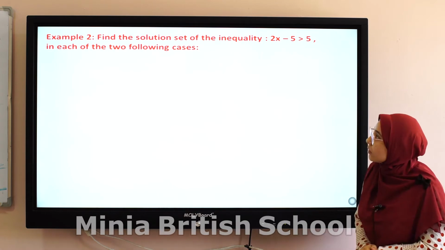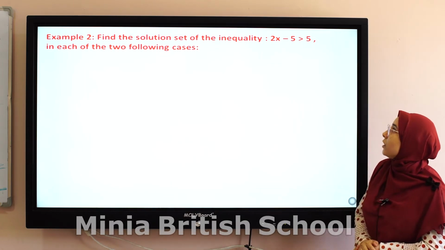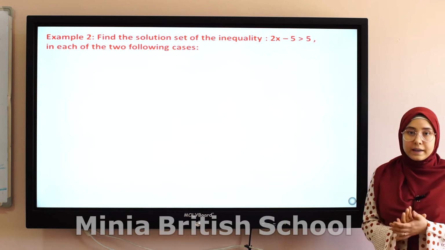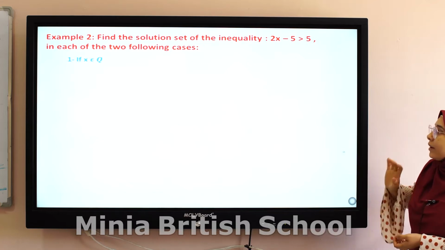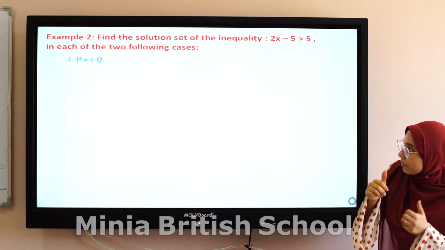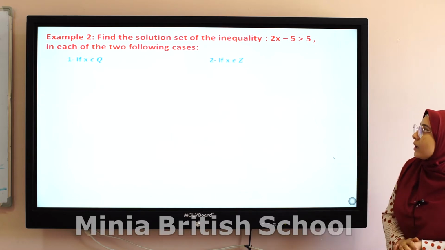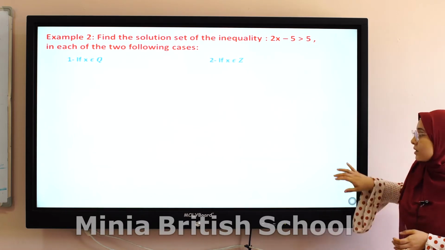Another exercise. Find the solution set of the inequality 2x minus 5 greater than 5 in each of the two following cases, okay? The same idea again, but the solution set if x belongs to the rational numbers and if x belongs to the integers.